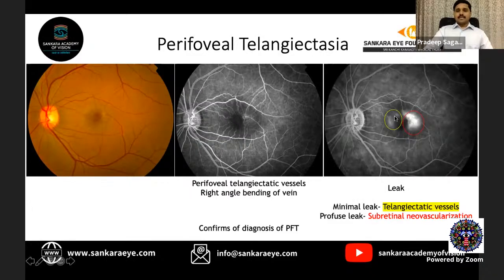Here we can see that there is presence of minimal leak from these telangiectatic vessels, but temporarily we see that there is a profuse leak. The profuse leak in PFT can be due to subretinal neovascularization, which is a complication of PFT. But it may not be always possible to identify the neovascularization on fluorescein angiography, and OCTA really has a better advantage in picking up these neovascularization.